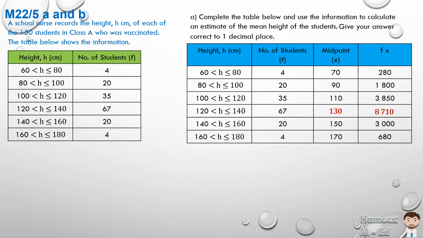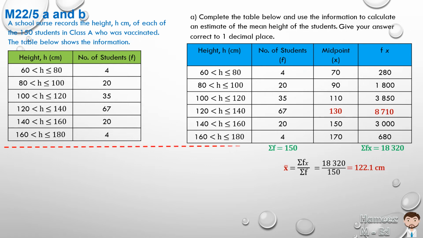In order to find the mean or average, we need to find sigma f, the number of students, which is 150, as they gave us that before as well, because there are 150 students in Class A. And sigma fx, so we can add up all the fx values using our calculator, and that will give us 18,320. So, in order to calculate the mean, which has the symbol x bar, that is equal to sigma fx over sigma f. If we substitute, it will give us 18,320 over 150. And the answer works out to be 122.1, because we want our answer to 1 decimal place.